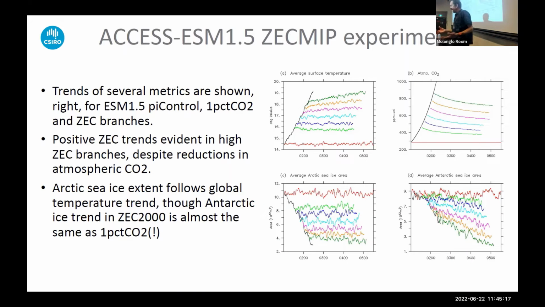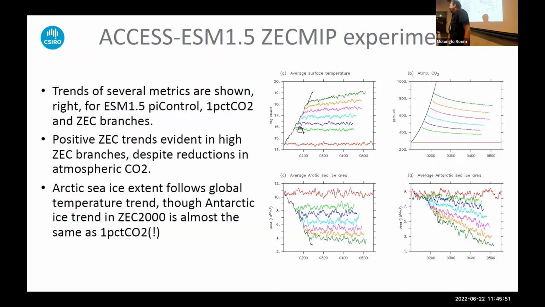So here are now just the ACCESS version of these ZECMIP experiments, and I'm showing just global metrics here, global averages of temperature, atmospheric CO2, and then I'll get to the ice coverage down the bottom there as well. There are a few experiments here, and a handy way of spelling out what's going on. So I'm showing the control experiment. There's several hundred years of the control experiment there, just seeing the natural variability.